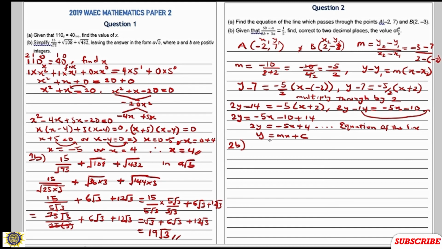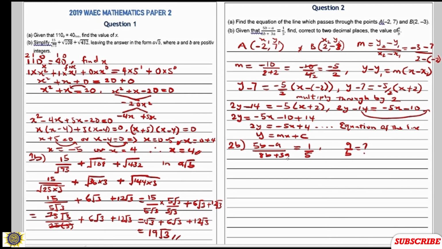Question 2b says (5b minus a) all over 8b plus 3a equal to 1 over 5. Find, correct to 2 decimal places, the value of a over b. We have to find the value of a over b.